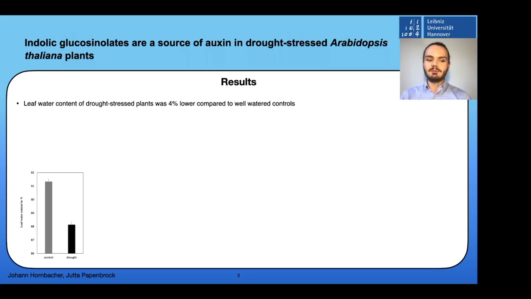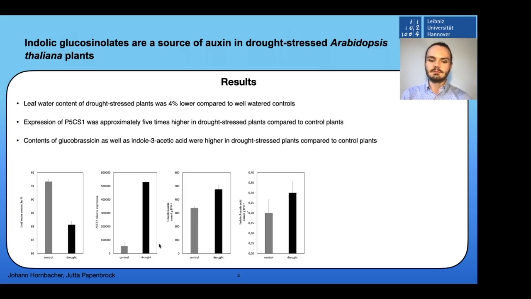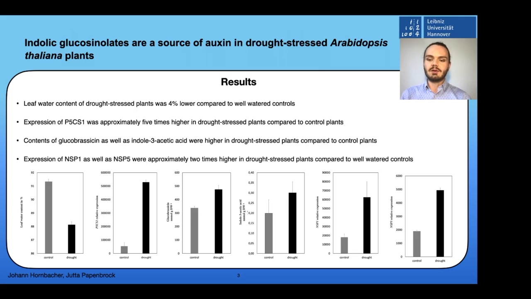So I observed that the leaf water content in drought-stressed plants is much lower compared to the control plants, and that the expression of P5CS1, the drought stress indicating gene, is much higher in drought-stressed plants compared to the control plants. Glucobrassicin contents, as well as indole-3 acetic acid contents, are much higher in drought-stressed plants compared to control plants. And finally, the expression of NSP1 and NSP5 are higher in drought stress compared to control plants.